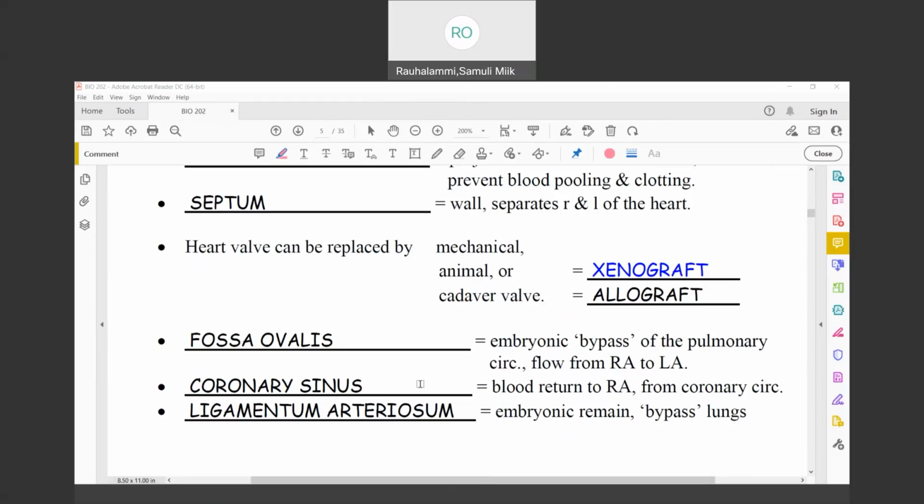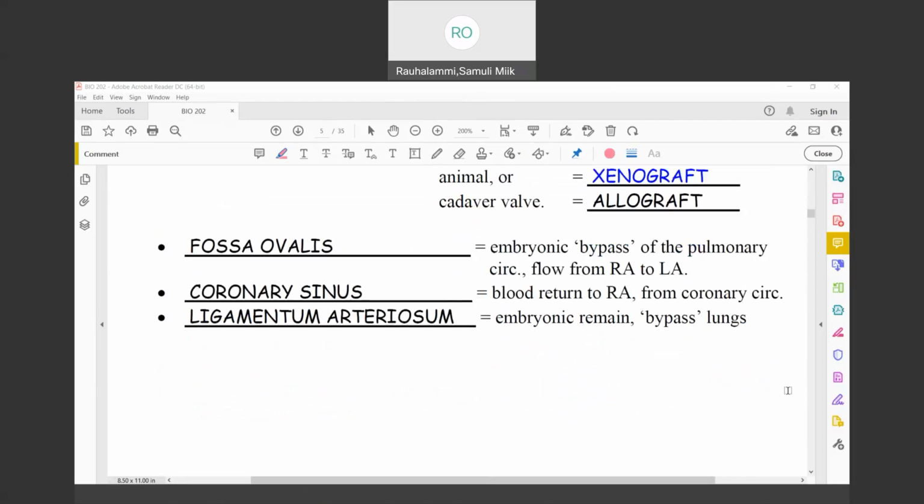We also mentioned the coronary sinus. The coronary sinus was located within the right atrium. That's where the blood from the coronary circulation comes back. So that was another depression that we can see there on the wall.